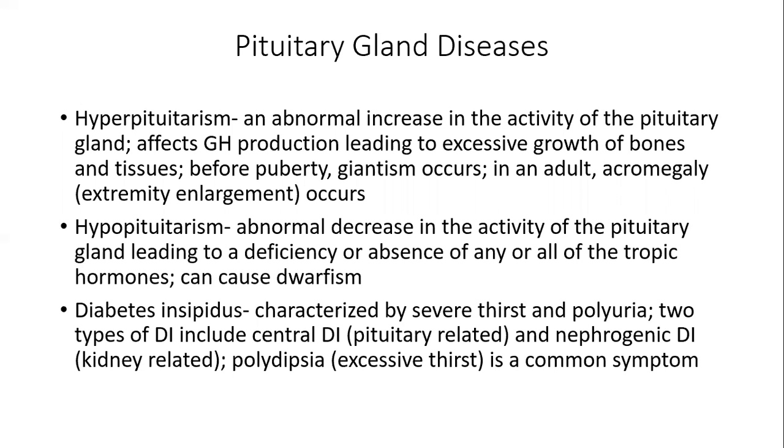Hypopituitarism is abnormal decrease in the activity of the pituitary gland, leading to a deficiency or an absence of any or all of the tropic hormones. This can cause dwarfism. Diabetes insipidus is characterized by excessive thirst and polyuria. Two types of diabetes insipidus include central diabetes insipidus, which is pituitary related, and nephrogenic diabetes insipidus, which is kidney related. Polydipsia or excessive thirst is a common symptom of diabetes insipidus.